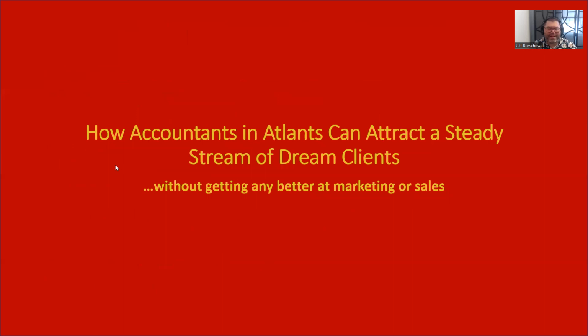So I said have a how-to. So as an example, I really have spelling issues today. How accountants in Atlanta can attract a steady stream of dream clients without getting any better at marketing or sales. So again, how your target market, your dream clients, where they're located, and what they can do.